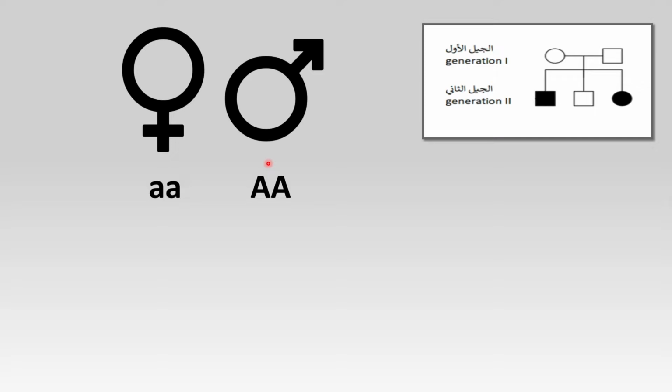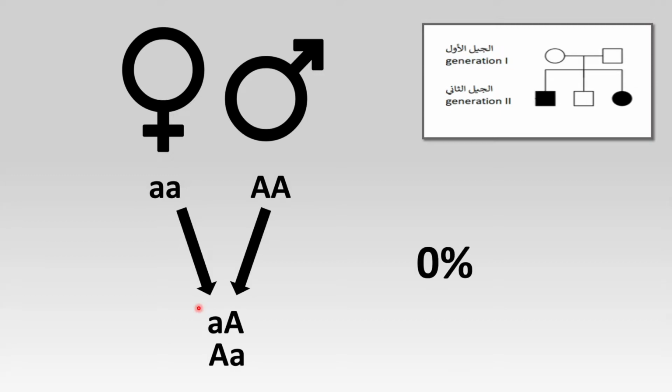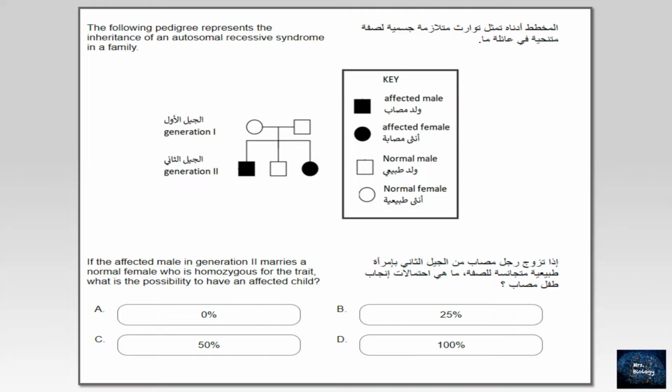Uppercase. And any trait, they will pass it to their kids, half of it from the dad and half of it from the mom. So their kids will carry A small and A capital. Now, for me, I prefer to write it in this way, both of them the same. So here we have the heterozygous. What does that mean? The kids are not affected. So the percentage to have a child with this syndrome is 0%. So the right answer here is A, 0%.